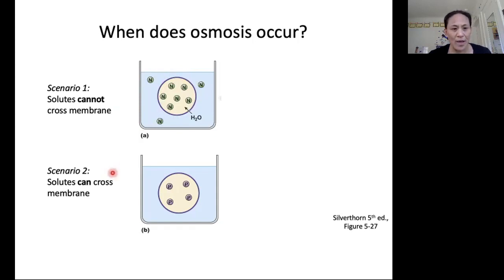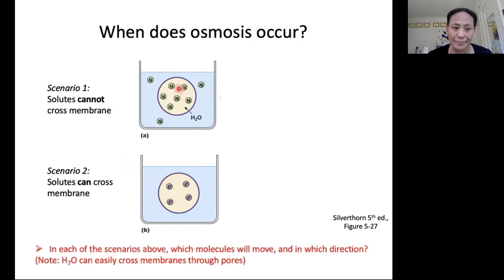And then down here, we have a scenario where we have a cell with some solutes in it. In this case, these solutes can cross this selectively permeable membrane. So it's the same selectively permeable membrane, it just happens to be permeable to this solute here in purple, but not to this solute here in green.